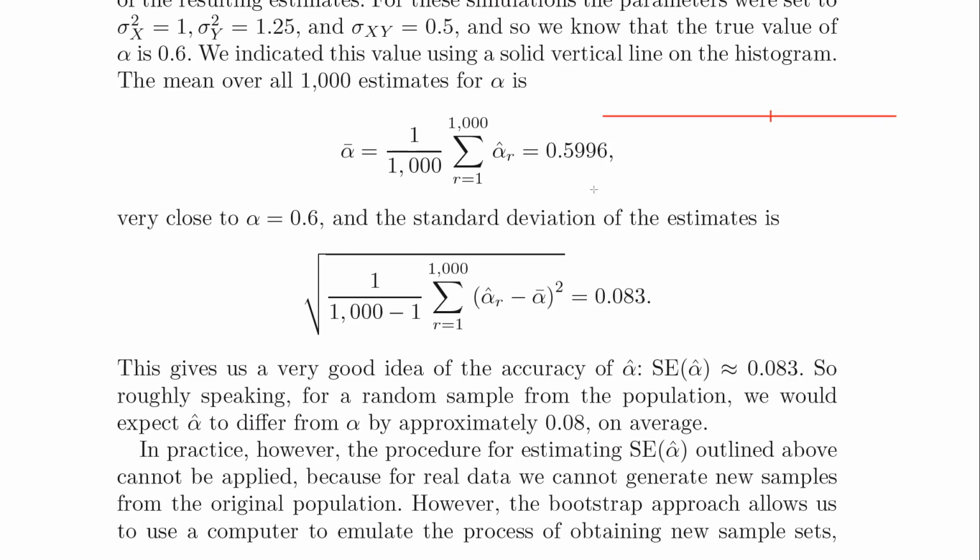This 0.083 is giving you an idea of, I guess, the uncertainty within this alpha. In fact, you would get 60%, which is the true value, would be in this interval. If you add 0.083 to 0.59996, you would exceed 0.6.